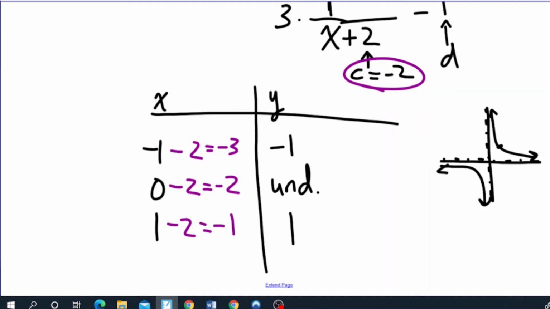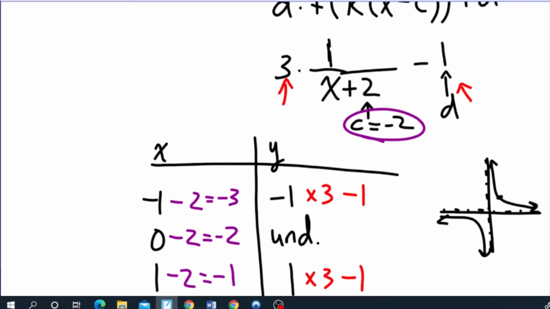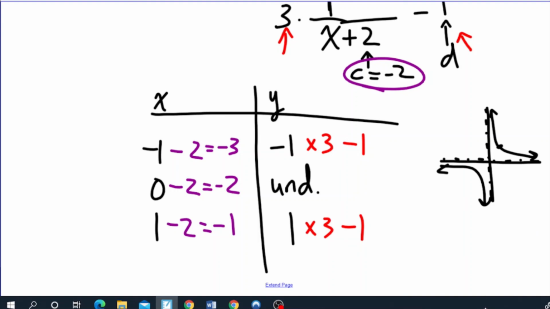For our y transformations, we actually have both the a and the d, so we're going to multiply by 3, subtract by 1. Undefined is going to remain undefined. Multiply by 3, subtract by 1. And that'll give us our y values. So negative 3 minus 1 is negative 4, and 3 minus 1 is 2. So the graph is being shifted to the left by 2 and down by 1.